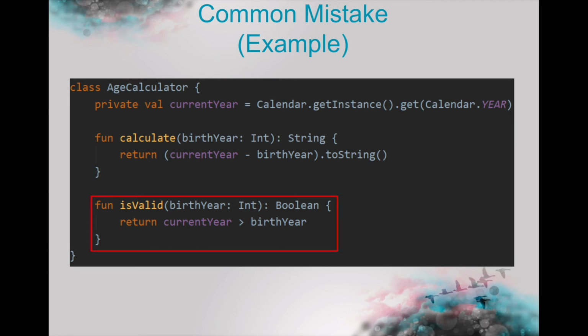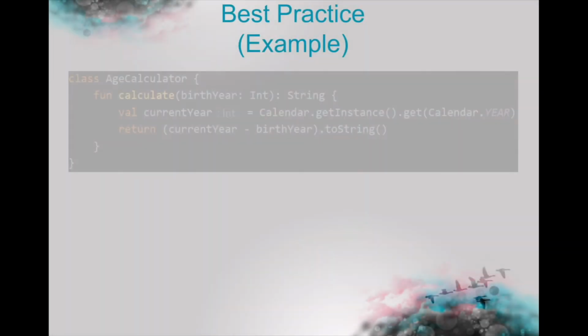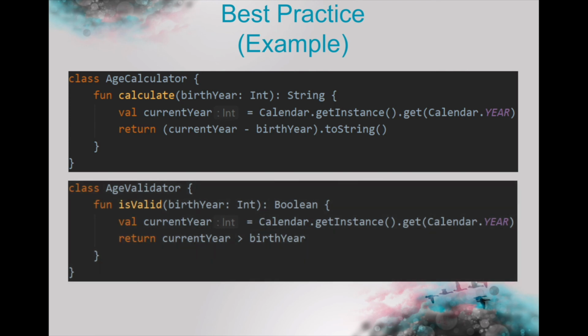Now, let's pay attention to the second function, which is isValid. If you try to think about it, this function doesn't match with the class purpose, which is ageCalculator. This class has a purpose only for calculating age, not for validating age. So, isValid function violates the single responsibility principle. So, how do we fix this? Pretty simple actually. The first step is to remove isValid function from ageCalculator class. And then put it in another class like ageValidator. Now, both classes only have one purpose, which is the best practice of single responsibility principle.